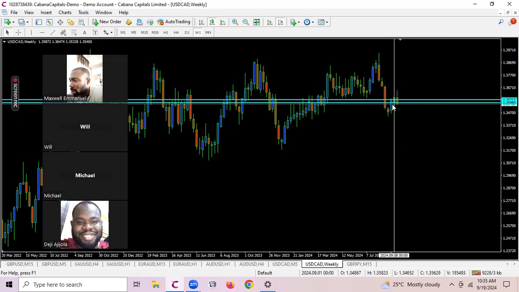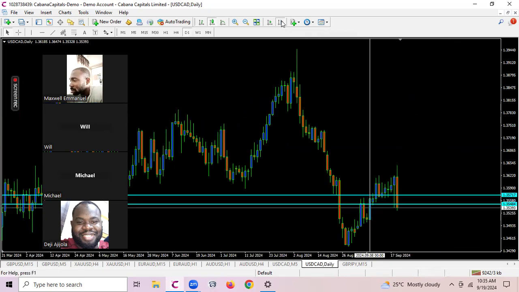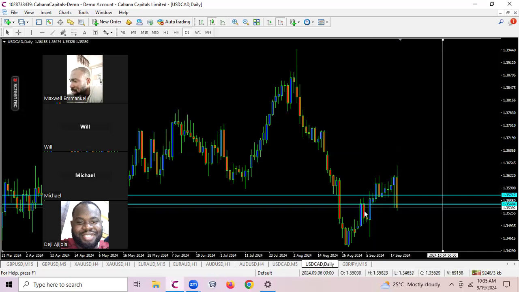Because if we go down to lower time frame, I think this pullback is to fill the fair value gap that was created here. That's what I think is playing out in the market. The current bearish pullback is to fill this fair value gap. Let's go down to daily to identify the fair value gap. On the daily, you can see the fair value gap. Can you see this gap here? So probably price wants to fill this gap before going bullish.